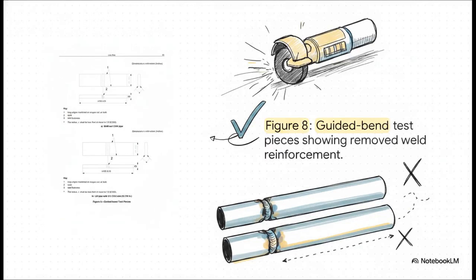Check this out for guided bend test pieces on submerged arc welded and combination welded pipe. The spec is incredibly strict here. The weld reinforcement must be completely removed from both faces before the test even begins. The long edges have to be machined or oxygen cut so they are perfectly smooth. Why? Because you really don't want the bulky geometry of a bulging weld bead throwing off a test that's designed to measure the underlying ductility of the joint. That surface has got to be totally flush.